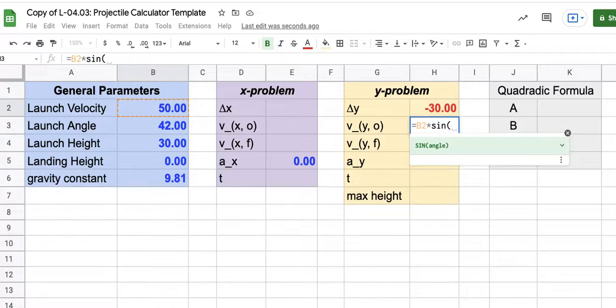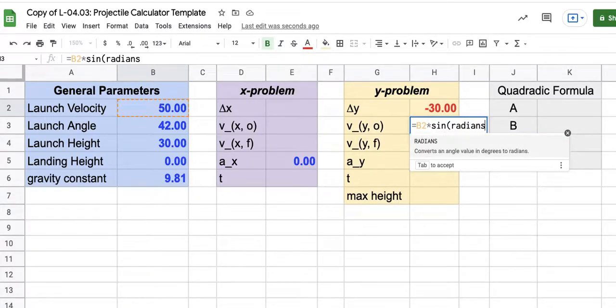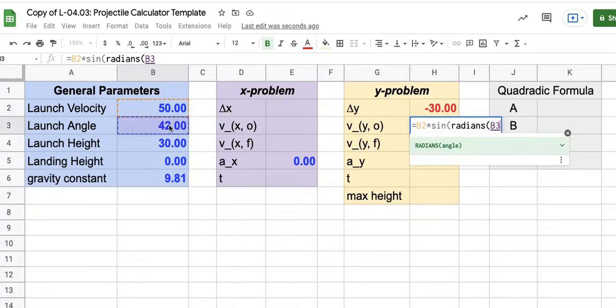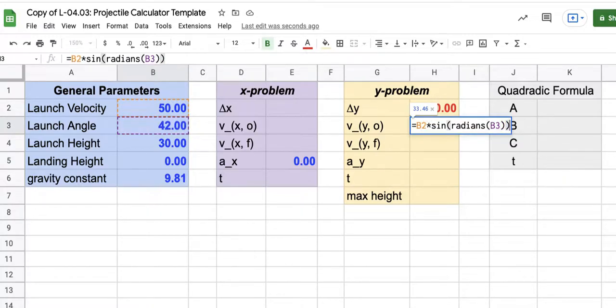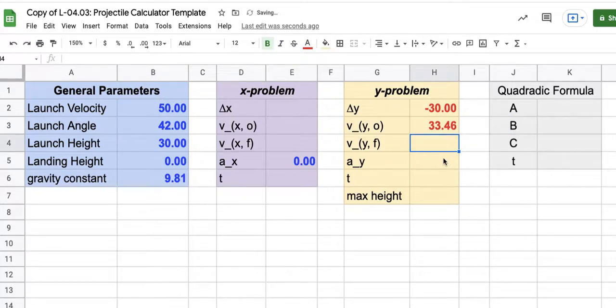The only problem is the angle here is in degrees, and the spreadsheet has to use radians. So inside the parentheses, I'm going to type radians, and then click on this cell. RADIANS of B3 converts B3 to radians, then I take the sine of it and multiply by B2. So B2, the initial velocity, times the sine of the launch angle, converted to radians. There's the equation you need, and when you do it correctly with these numbers, you should get 33.46.